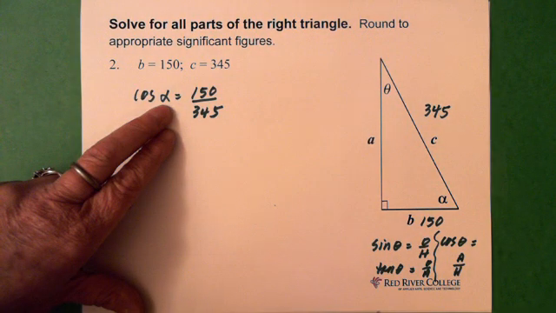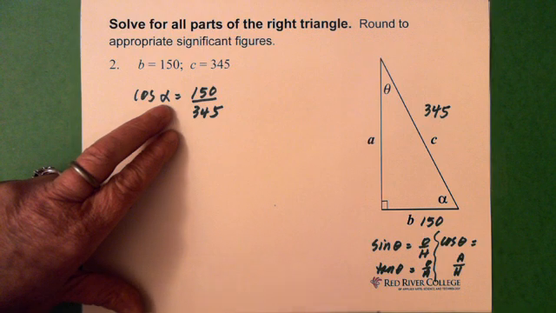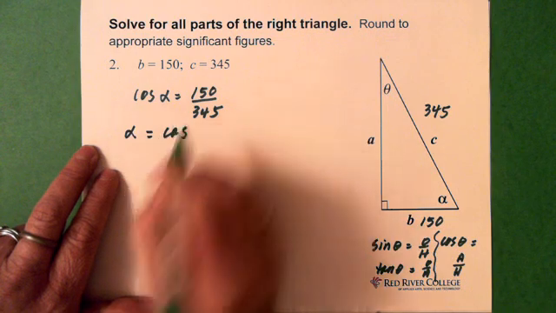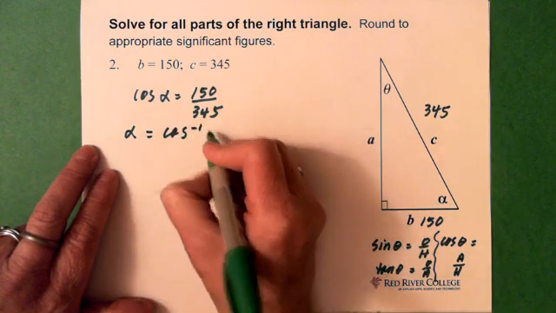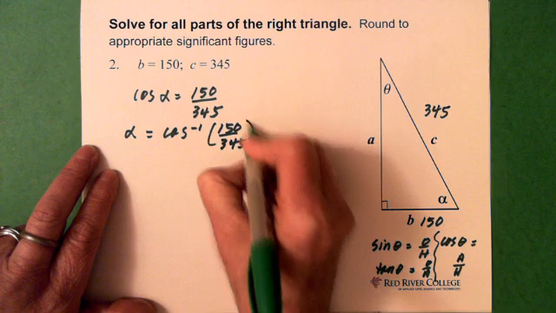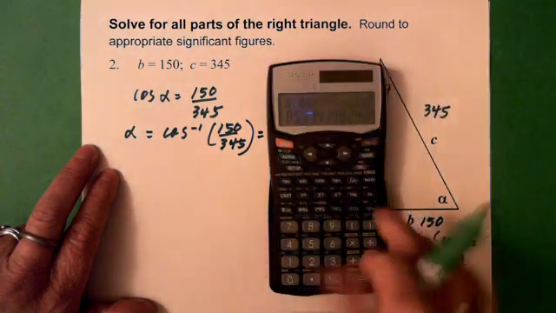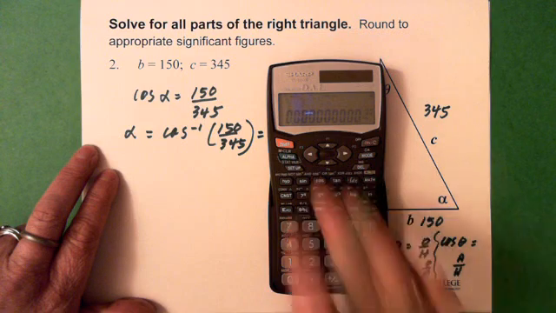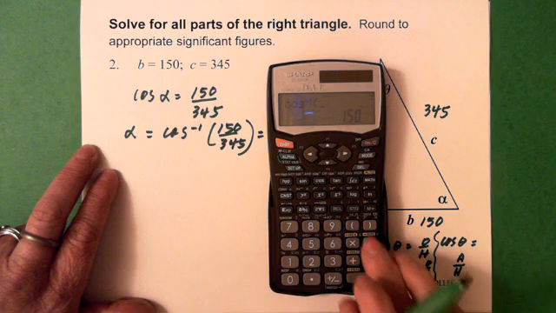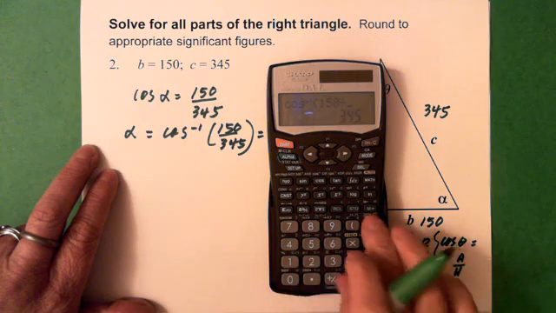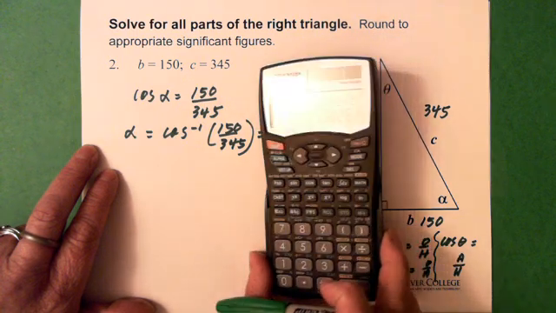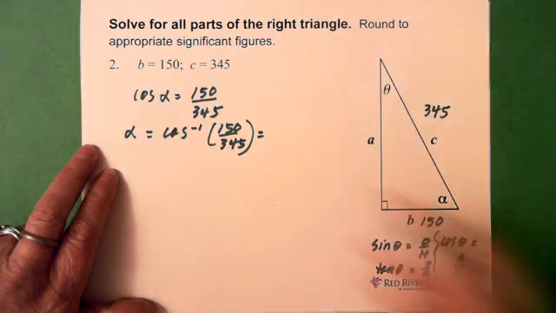But what we're trying to find is alpha. So then what we use is the inverse trig function. So the angle is cos to the minus 1 of 150 divided by 345. So inverse function cos, and then bracket 150 divided by 345 bracket equals 64.2, and again your calculator needs to be in degrees, 64.2 degrees.